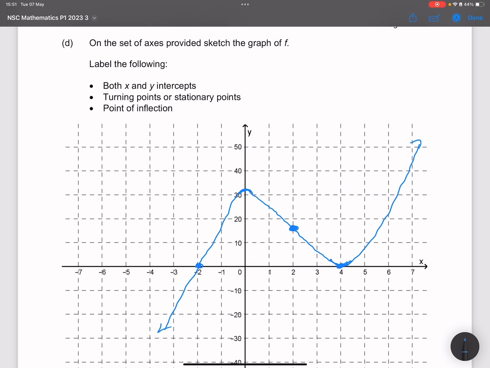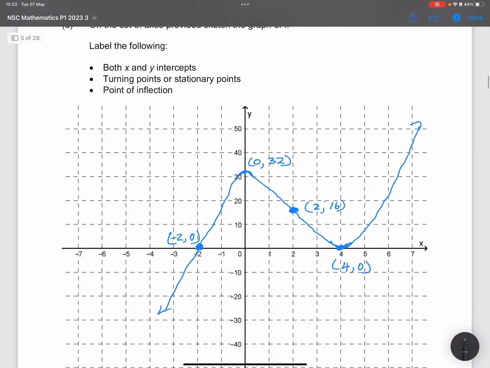They said label both the x and the y intercept. So we need to label that. This is going to be (0, 32). They said we need to label that. That's (2, 16). And our turning points as well. This is going to be at (4, 0), as well as that point over there, which is (-2, 0). I'm just going to write it over there. That's (-2, 0). Right, now let's continue.